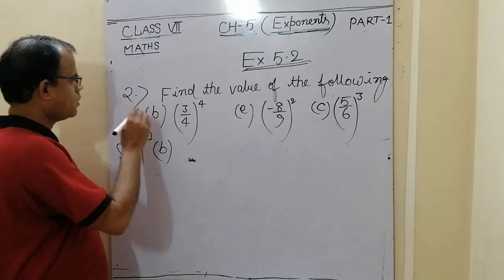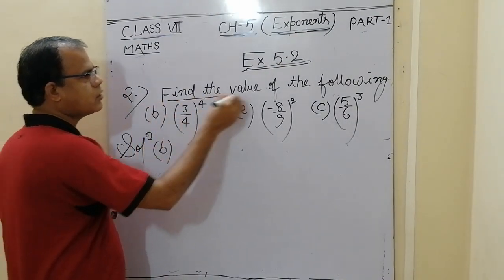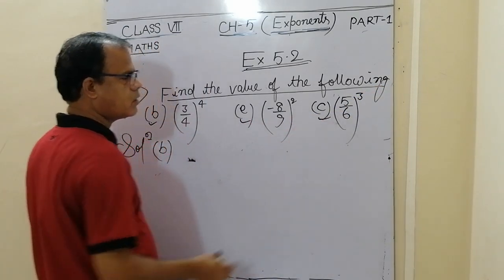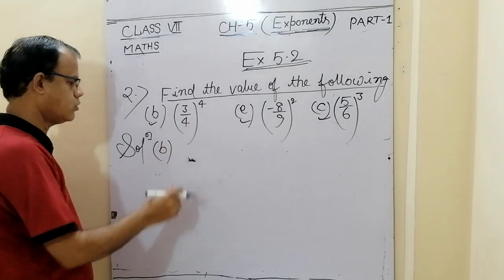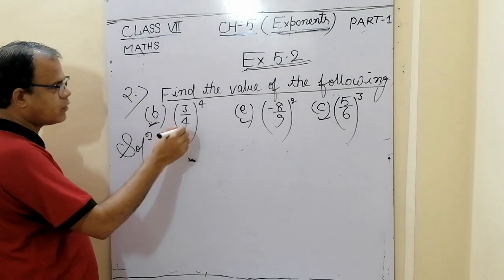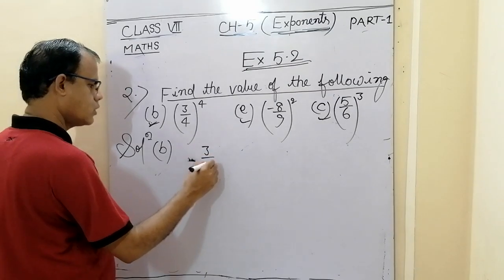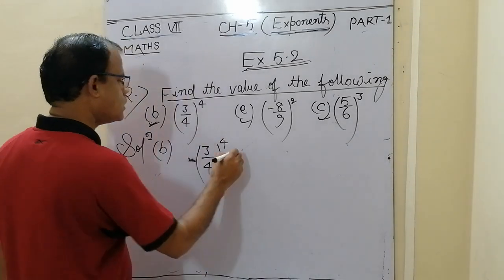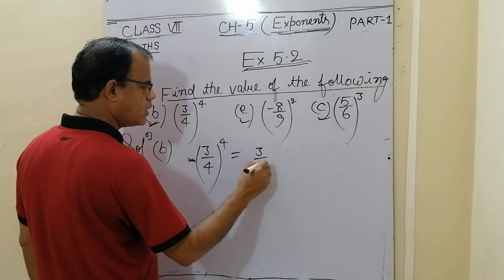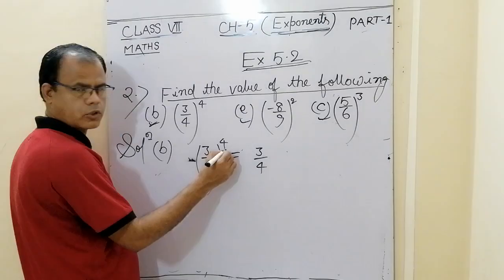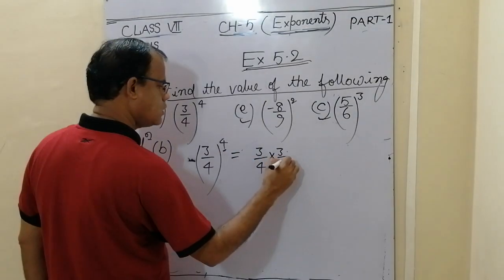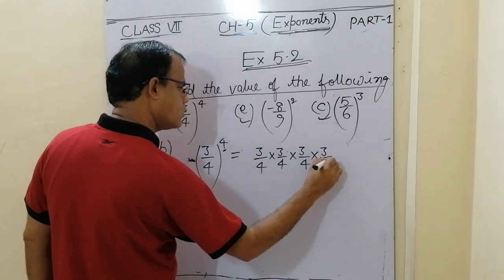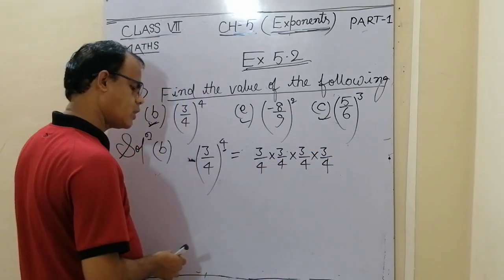Yes students, next second question: find the value of the following. We have 3 questions here, B part, E part, C part. We have to find out its value. So the first question is B part, (3/4) whole to the power 4. It means we have to multiply 3 by 4 how many times? This is written here, 4 times. So 3/4 multiply 3/4 multiply 3/4 multiply 3/4. 1, 2, 3, 4, 4 times.